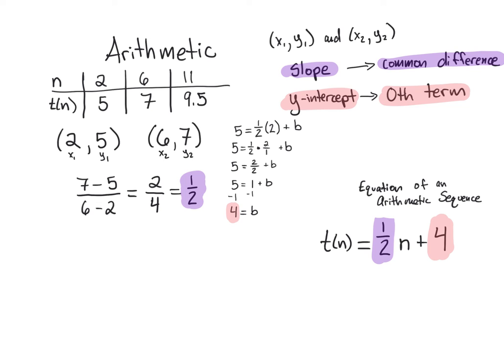So, if you can write the equation of a line between 2 points, you can write the equation of an arithmetic sequence. You've done it all before, we're just using different terms and different notation.